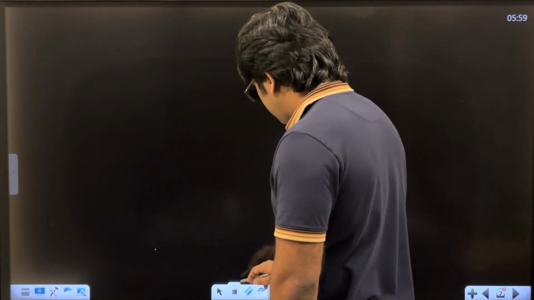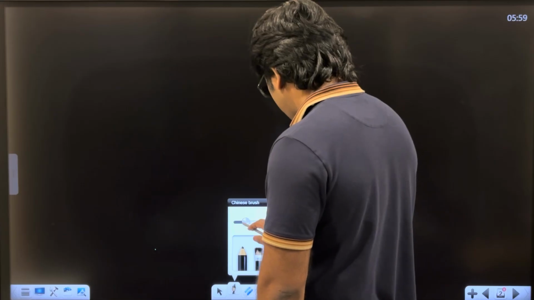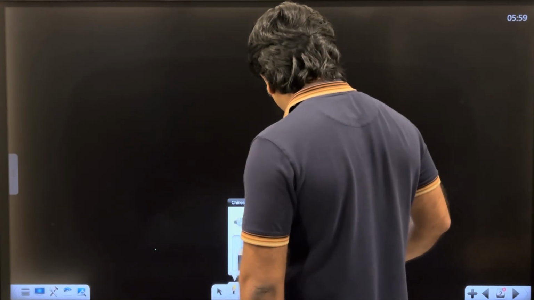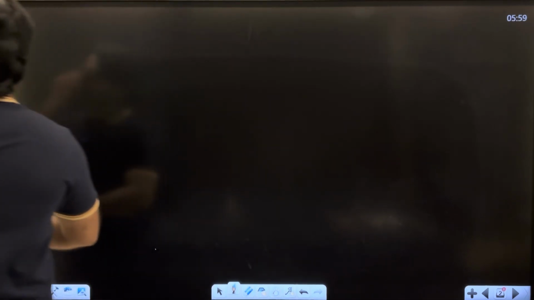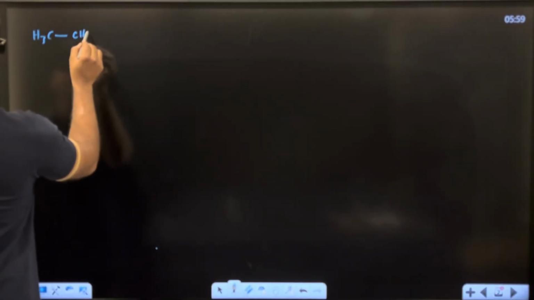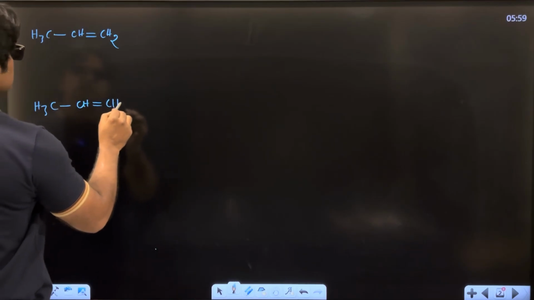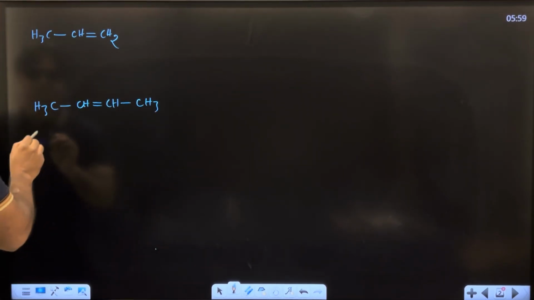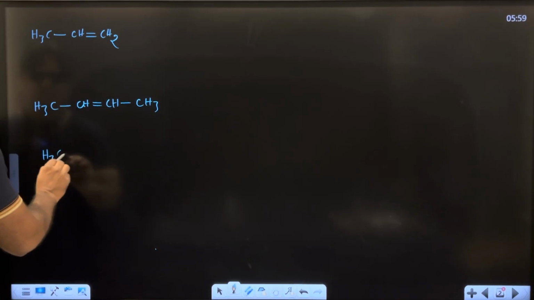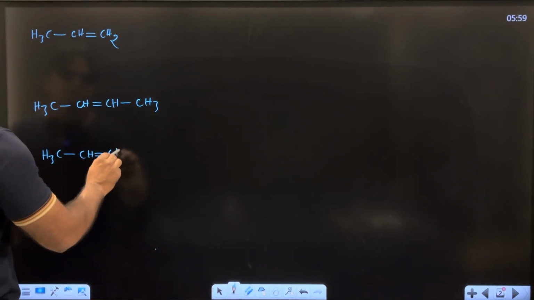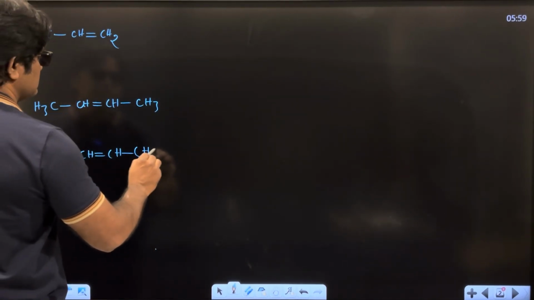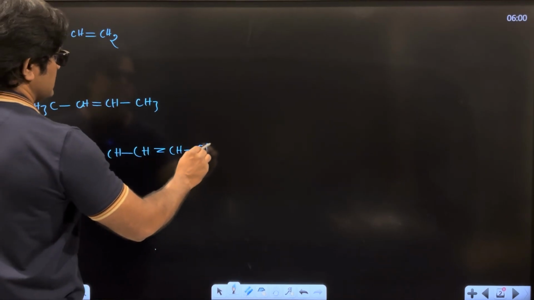Okay, all papers have disappeared, no problem. Once again, I am going to give the same molecules. Which of the following molecules can exhibit geometrical isomerism? Same question. So these are the molecules I am giving. CH3, CH double bond CH2. Next one CH3, CH double bond CH3. Next one CH3, CH double bond CH. Next one CH double bond CH3.